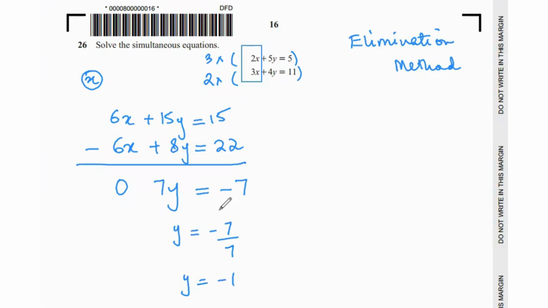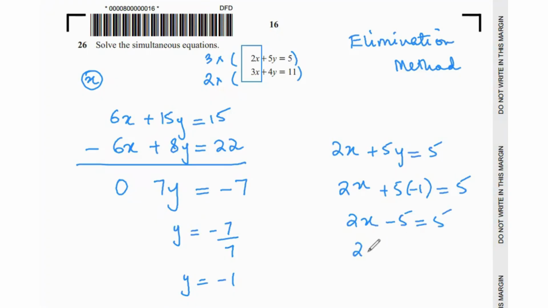To find the x value, put this back into either of the equations. I can pick the first one. 2x plus 5y equals 5. 2x plus 5 times negative 1 equals 5. That's 2x minus 5 equals 5. 2x equals 10. x equals 10 divided by 2, and that's 5. These are your values of x and y.